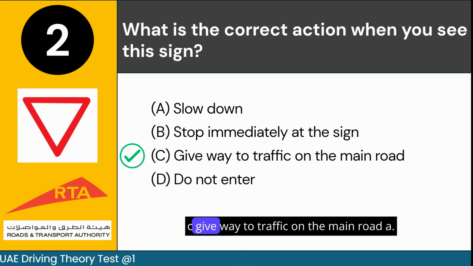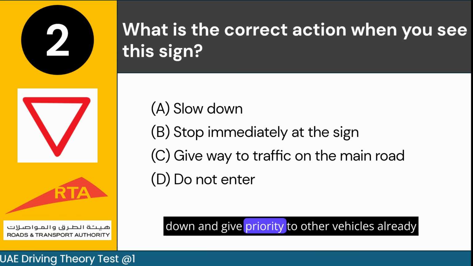Answer: C. Give way to traffic on the main road. A give way sign requires the driver to slow down and give priority to other vehicles already on the main road before proceeding.